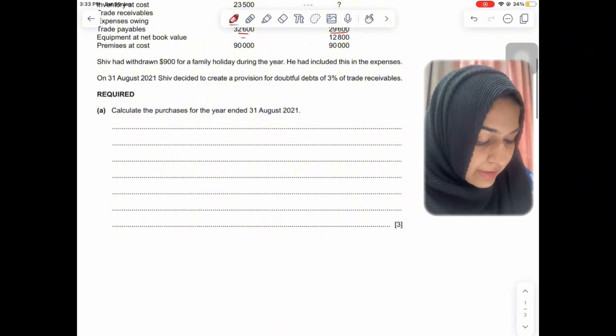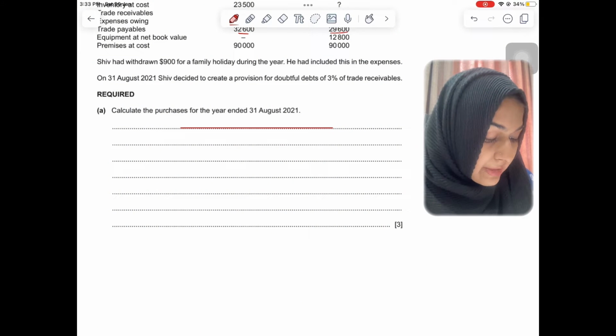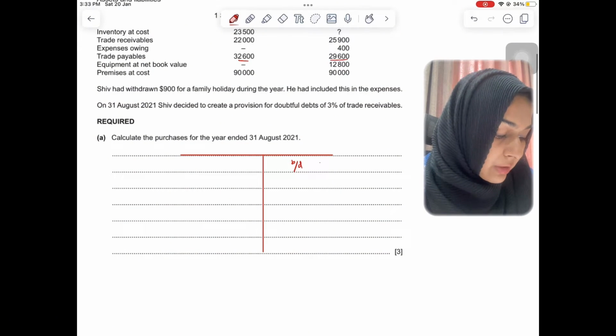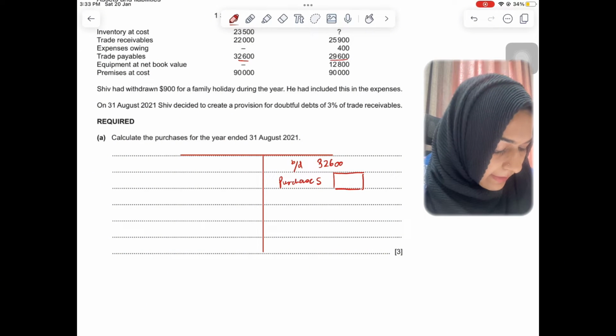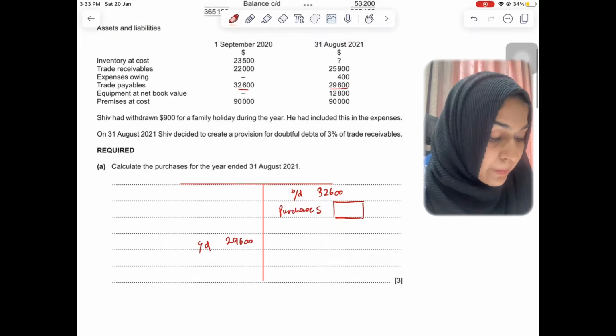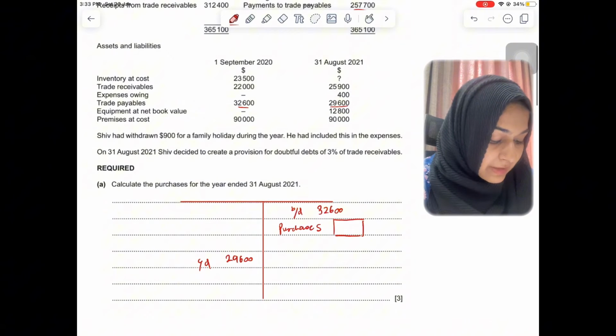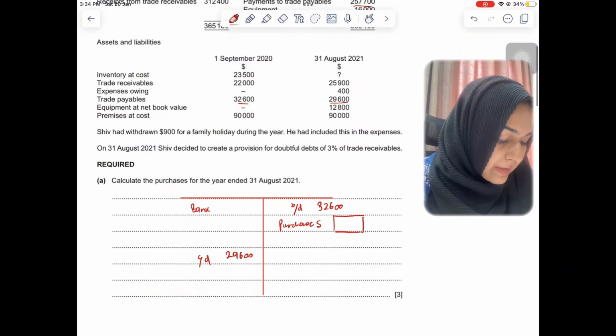If you make the purchases ledger control account, because it's a total of trade payables account, you start with a balance brought down on the credit side because it's a liability. You write here 32,600. And then you write here purchases, which is unknown, which we are trying to find out from this T account. Then we have a balance carried down here, that is 29,600, and the payments that we have made. We have recorded the payments on the credit side of the bank account, so we record this on the debit side of the purchases ledger control account. So you write here 257,700.